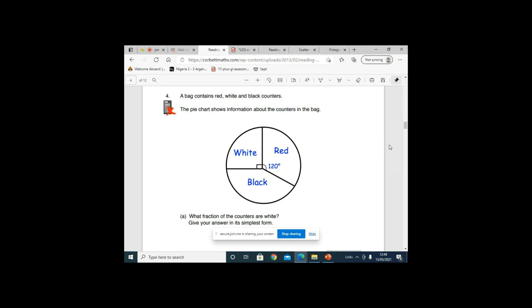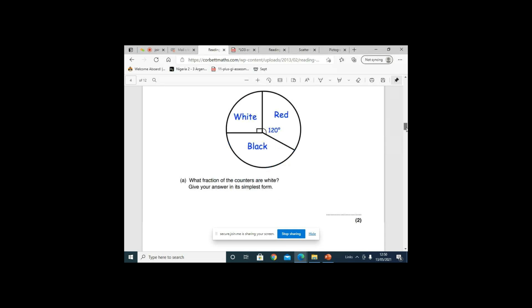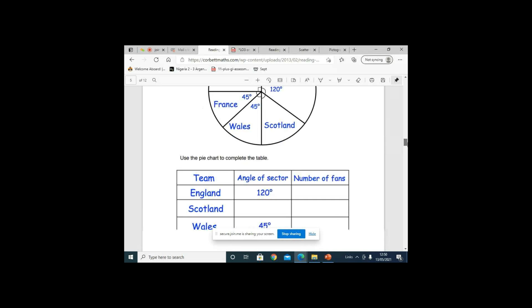So look at this one. This is the pie chart now. The pie chart shows the information about the counters in the bag. What fraction of the counters are white? I think that is a third. No, it's a quarter. White is a quarter. Can you see? Red is a third.